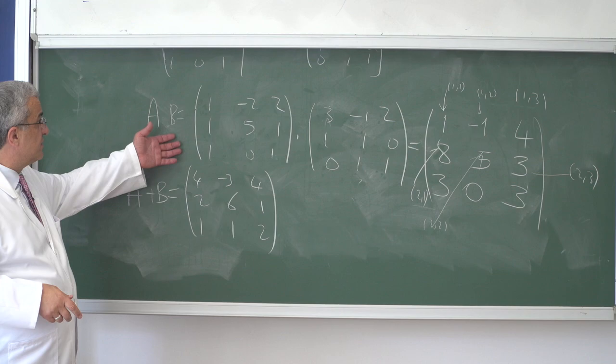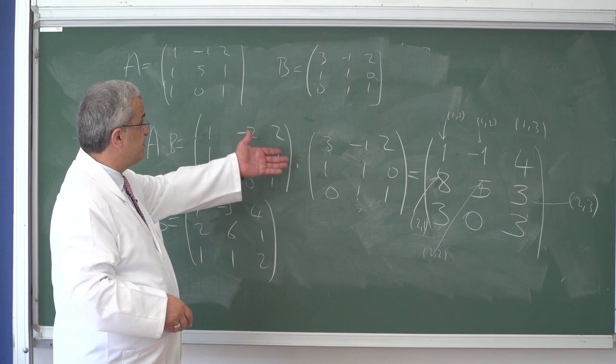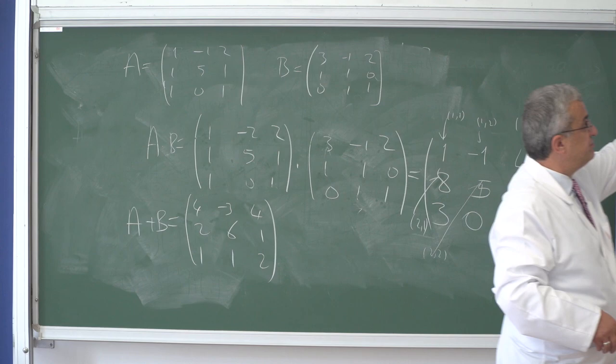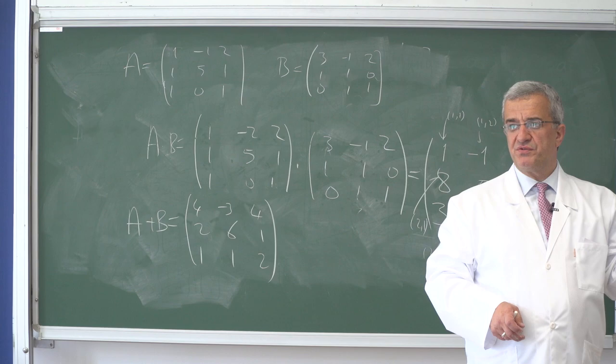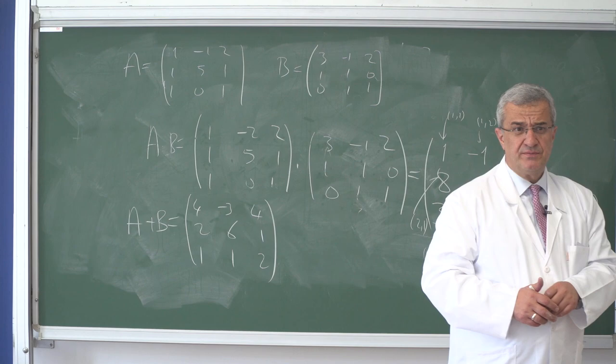So based on these things, we say, okay, if this is the matrix multiplication, this is how you do matrix multiplication. Is this true under that definition? So we have to prove that this is true, and that's what we proved here. Any other questions?